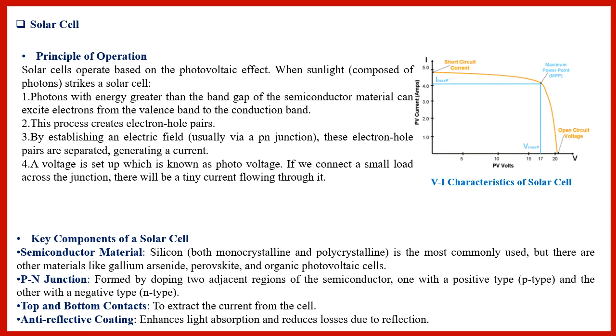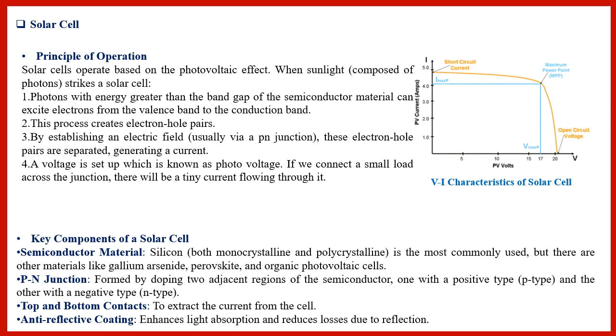So this point is known as the maximum power point. Corresponding to the maximum current and the maximum voltage, that is V into I, it gives you the maximum power across this VI characteristics. And this point is known as the open circuit voltage, and this particular point is known as the short circuit current.